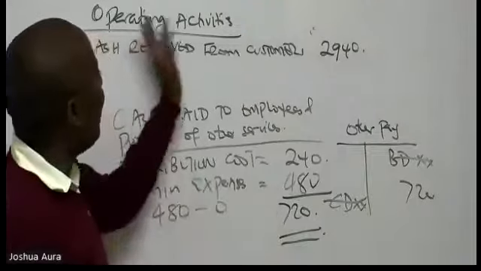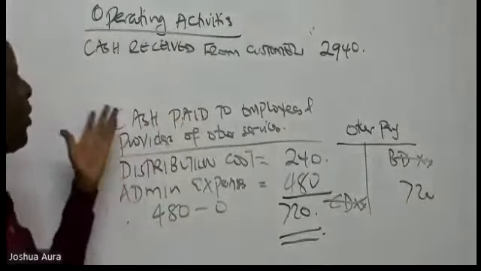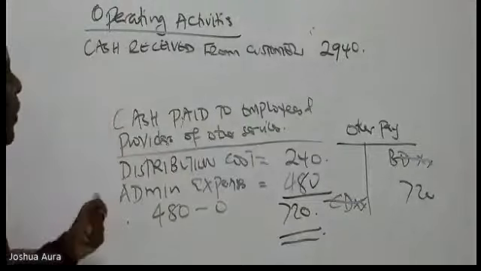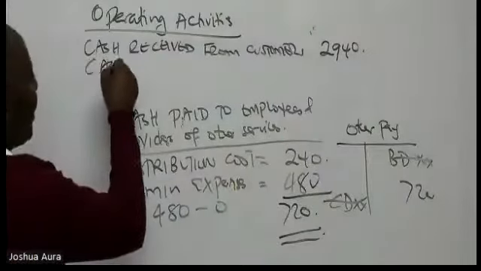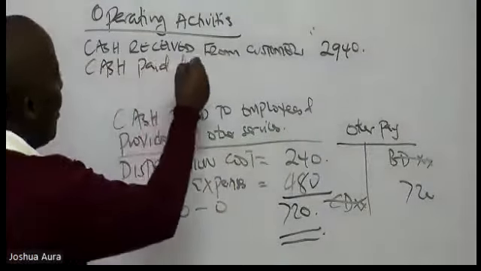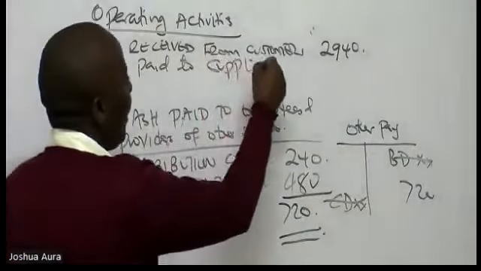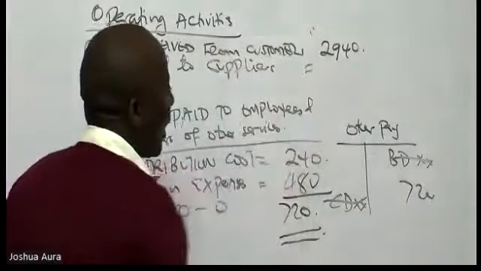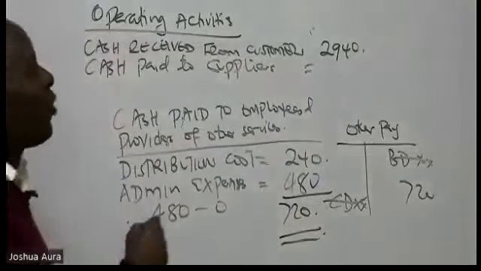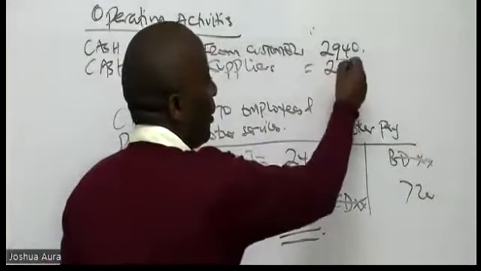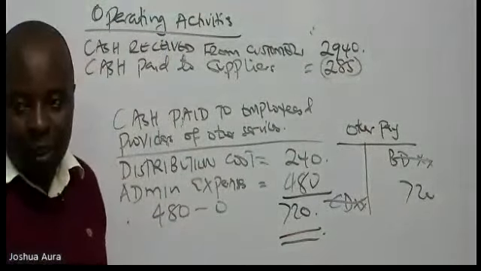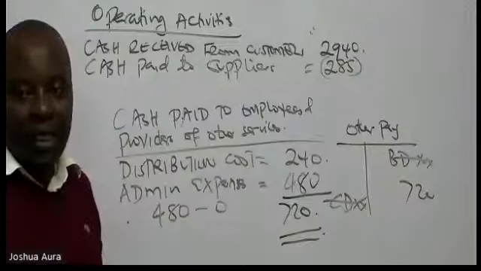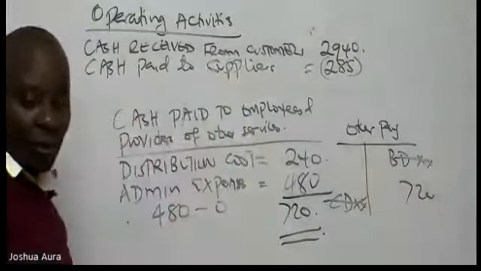So please write a summary for us there. Mention operating activities. The first one is cash received from customers. And then we have here cash paid to suppliers. You guys had given me a figure for cash paid to suppliers. Was it 285? Please remind me. Yes. And of course, this is one we are subtracting.